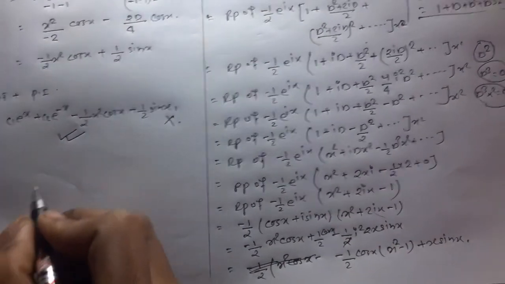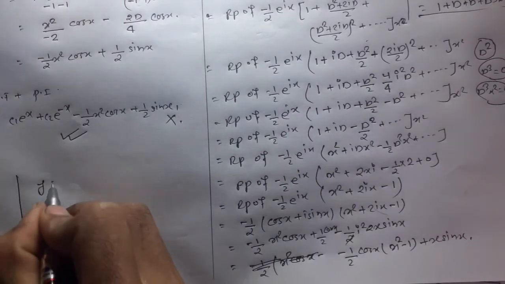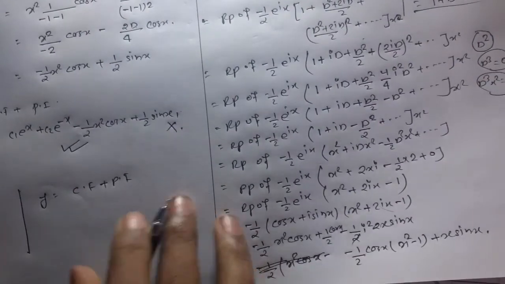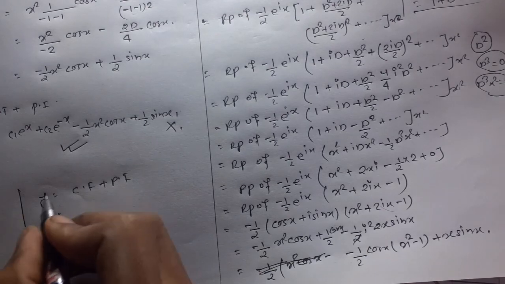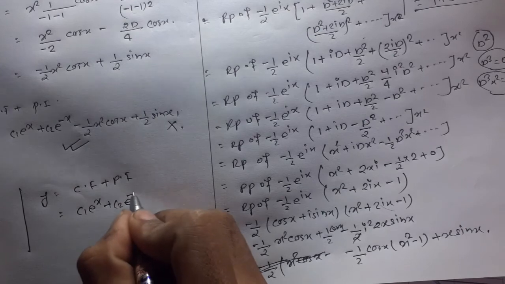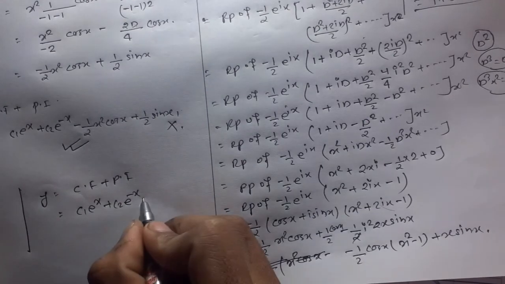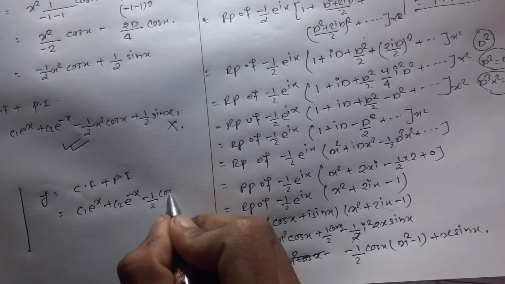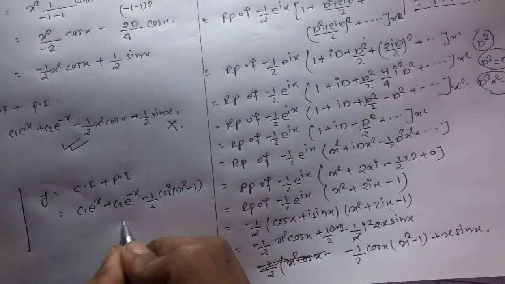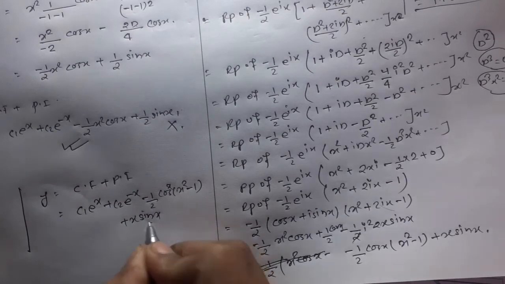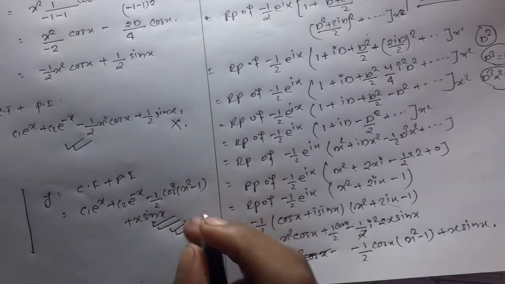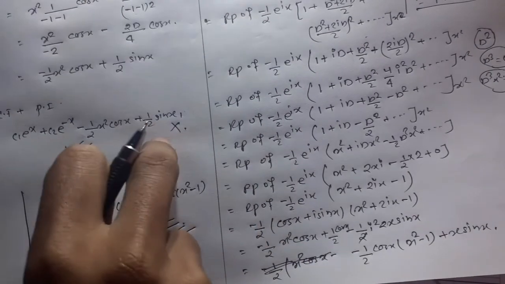So our required answer is y = CF + PI. So this is going to be y = c1 eˣ + c2 e^(−x) − 1/2 cos x (x² − 1) + x sin x. So this is the required answer. So this is the true answer and this is the false answer.